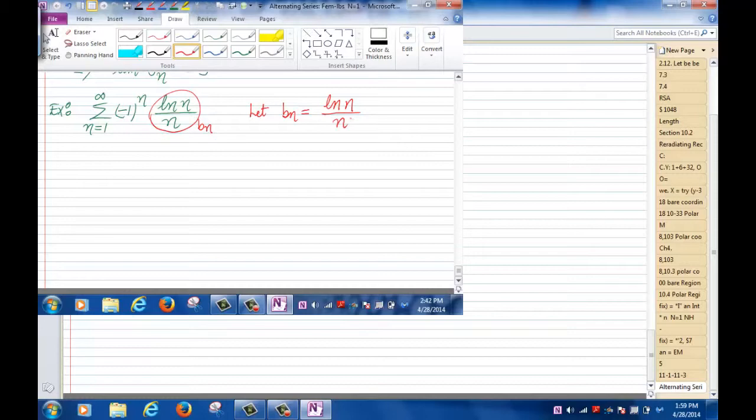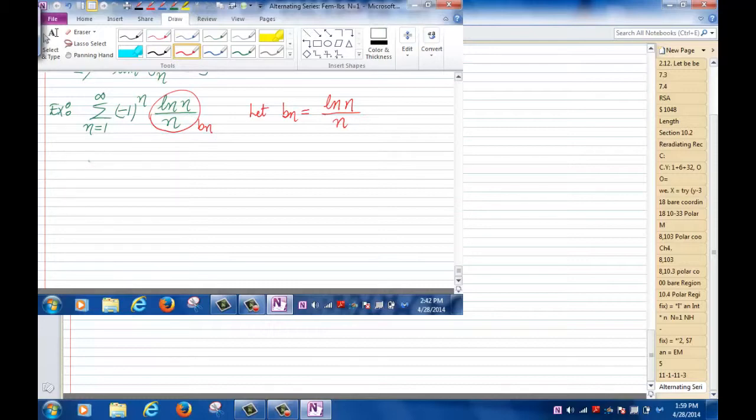And I need to show that bn is a decreasing sequence. Now I can show that bn is a decreasing sequence directly, but it is a little trickier. So you see why? Because if I want to show, what is bn plus 1? Bn plus 1 is ln of n plus 1 divided by n plus 1, and bn is this. Which one is bigger? Because in one of them, the numerator is bigger, in the other one, the denominator is bigger. So it's hard to know exactly which one is bigger.